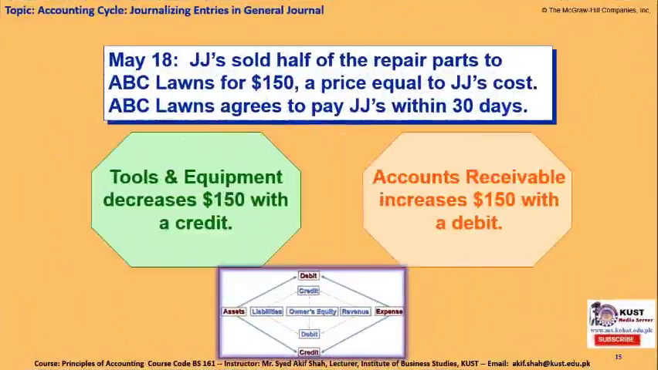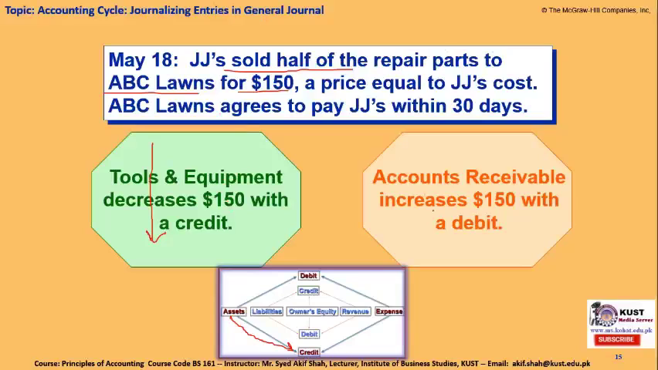Let's analyze the last transaction of this lecture, which says that on May 18, JJ sold half of the repair parts to ABC Lawn Mower for $150, at a price equal to JJ's cost. Therefore, the tools and equipment is going to decrease in the possession of JJ Lawn Mower because they have sold them, and we know that tools and equipment comes under the umbrella of assets. So we have to give a credit entry for $150 since there is a decrease in tools and equipment.